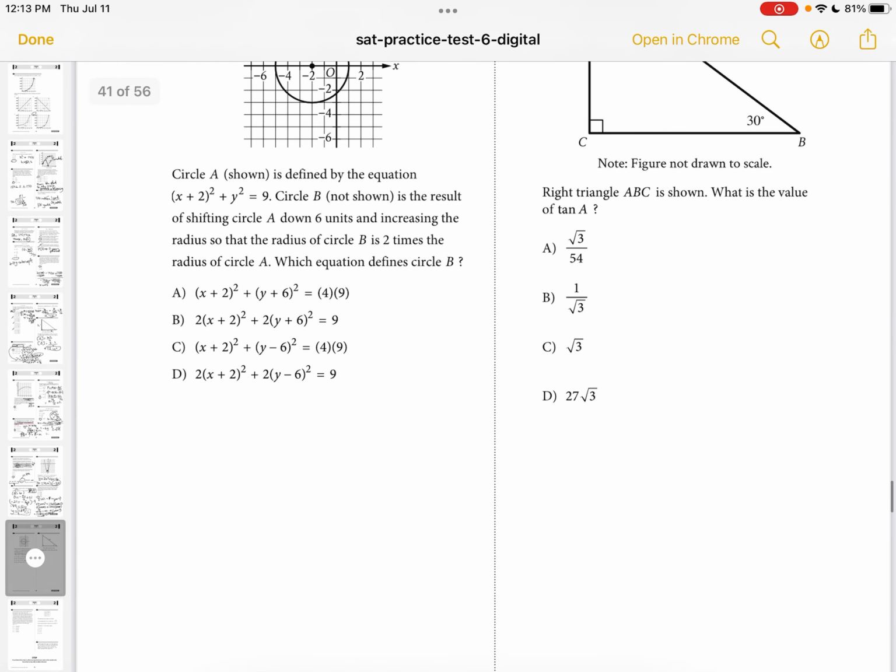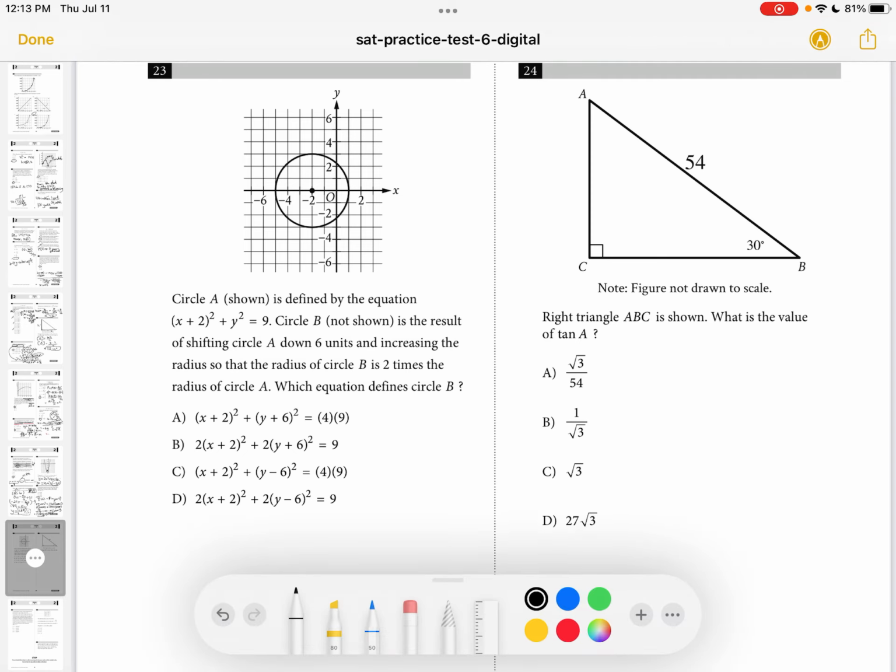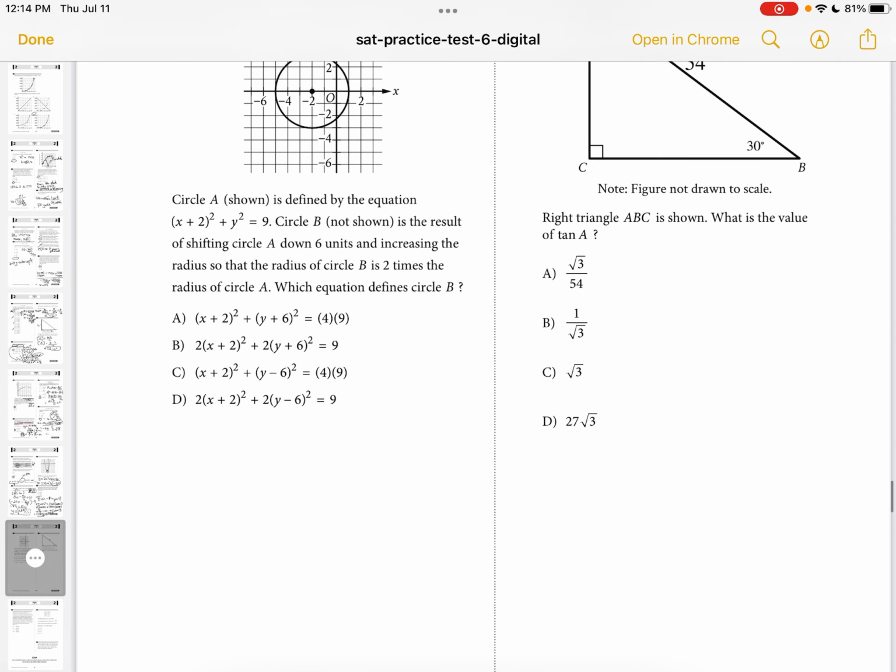Alright, next question. Circle A, shown, is defined by the equation (x + 2)² + y² = 9. Circle B, which is not shown, is the result of shifting circle A down 6 units and increasing the radius so that the radius of circle B is 2 times the radius of circle A. Which equation defines circle B?